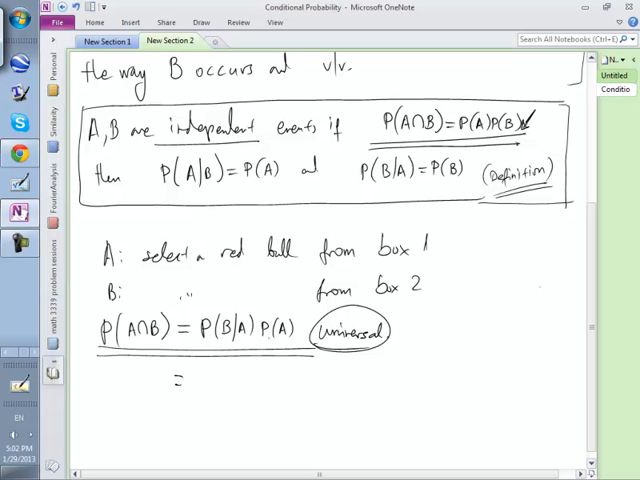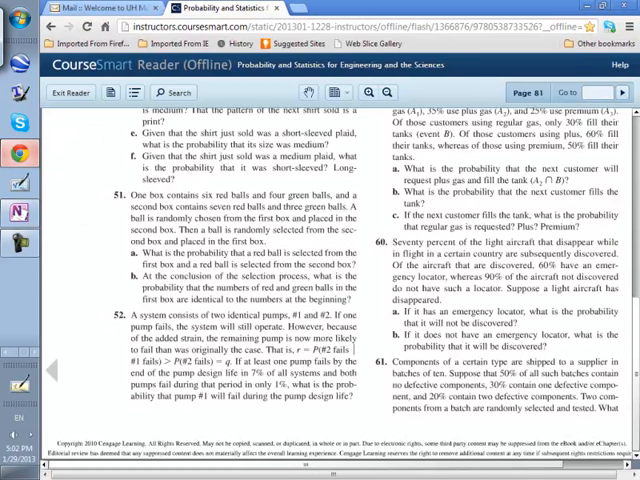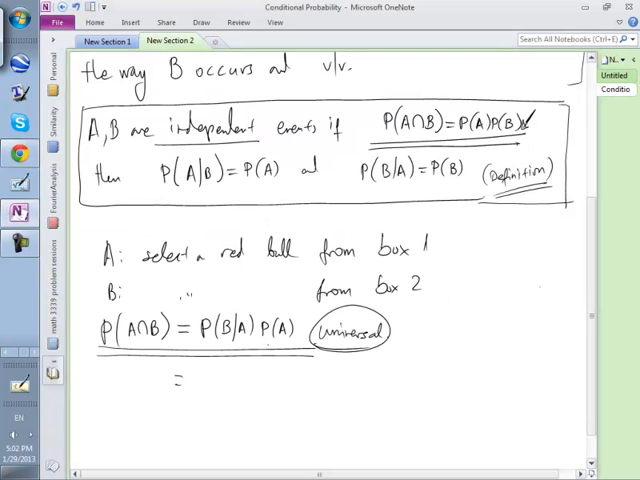Okay, let's see. What is the probability of A? What is A? Select a red ball from box 1. How many red balls do we have in the first box? We have 6 red and 4 green, a total of 10 balls. So what is the first probability equal to? Probability of A? 6/10, because we have 6 red balls out of 10 and we pick one randomly.